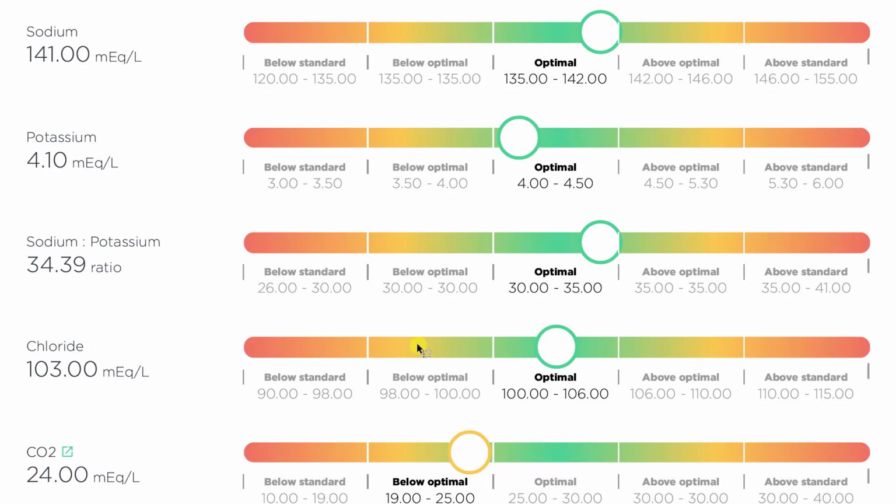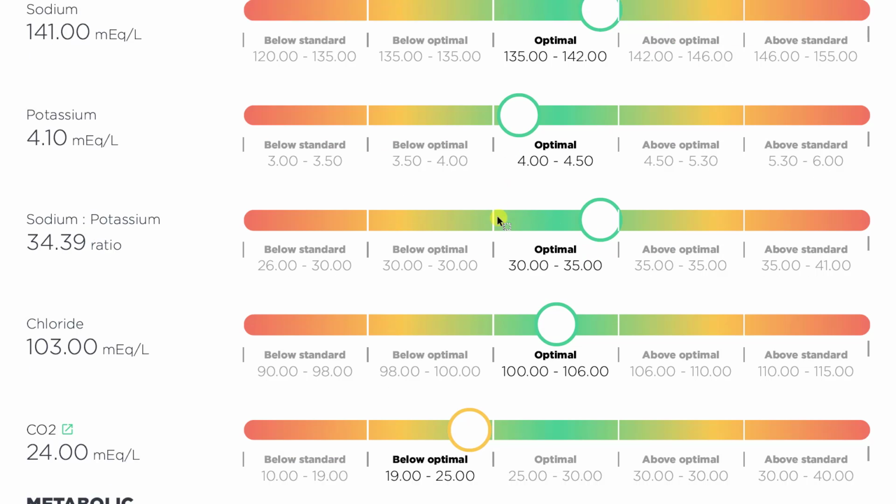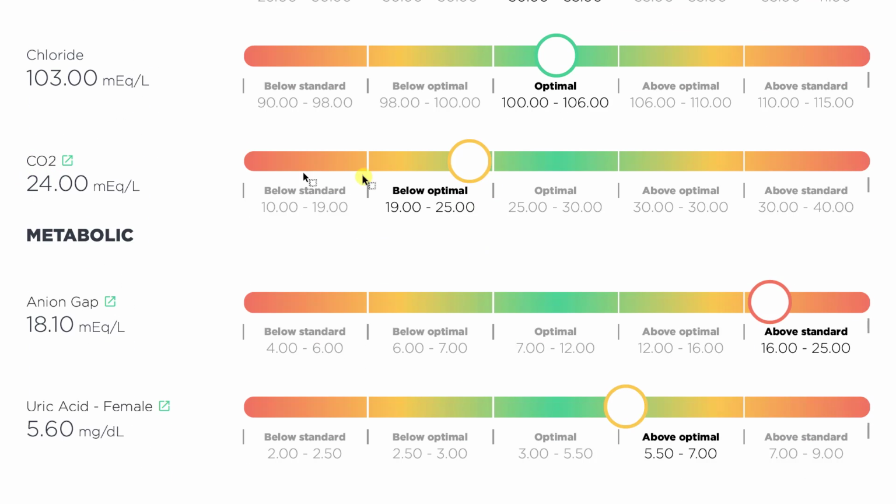As far as electrolytes go, sodium, potassium, the sodium to potassium ratio, and chloride are all within optimal ranges. Sodium is borderline high, sodium to potassium ratio is borderline high, but they're all optimal. Your CO2 is basically bicarbonate. Bicarbonate neutralizes acidity in the body. So if you have high levels of acidity, bicarbonate's going to be used up and therefore show up to be low. So this is where we would start to look at pH imbalances, which again are not because of the foods you're eating necessarily, but because of nutritional deficiencies.